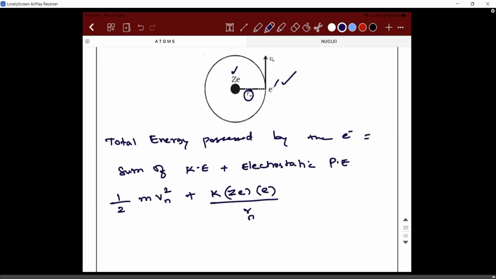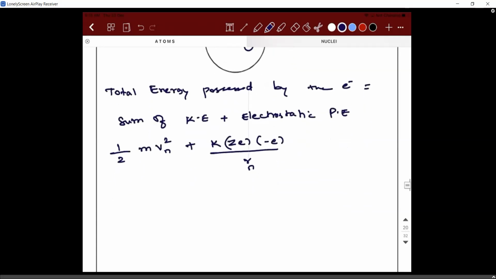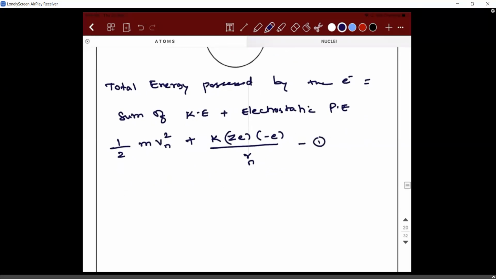I told you already. Whenever you are dealing with scalar quantities, you should take the sign of the charge into consideration. I didn't consider the sign of the charge. Had I written the expression for force, then I would not take the sign of the charge into consideration. But I'm writing the expression for potential energy, so I need to take the sign of each charge into consideration. So I should write it as minus e. If not, the whole expression will go wrong and you will never find the answer. Is that clear? So this is the first step.